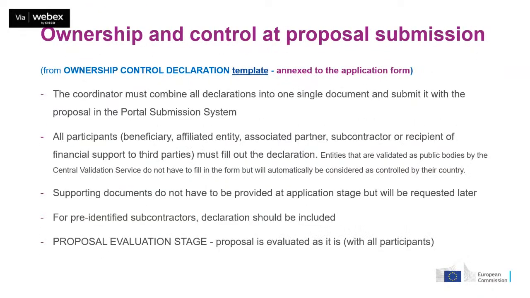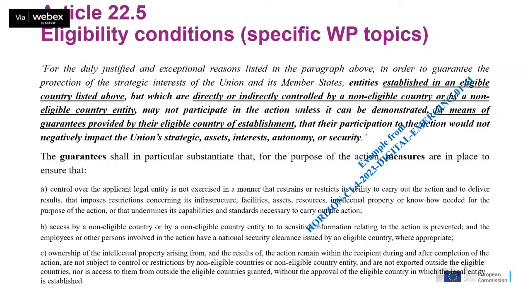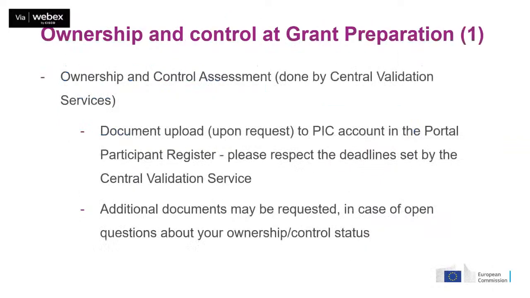Also, we can see in the second slide, this is the same text from the same topic. It's visible that this is a type 2 restriction, meaning that control will also be checked. And also, in case you are found to be controlled from an ineligible country, you will have an option to provide a guarantee. Also, the contents of the guarantee are already prescribed in the topic condition. We can go further. So, a very important information. We can go to the next slide.